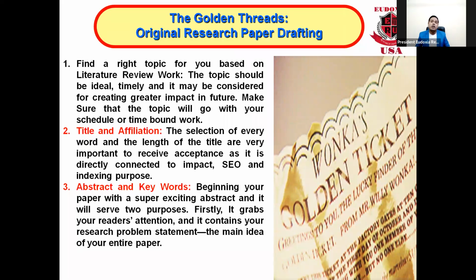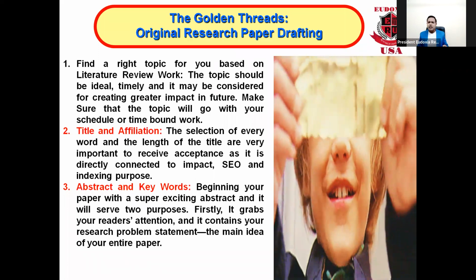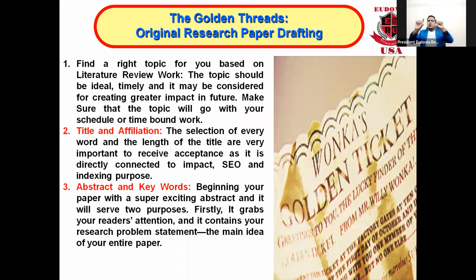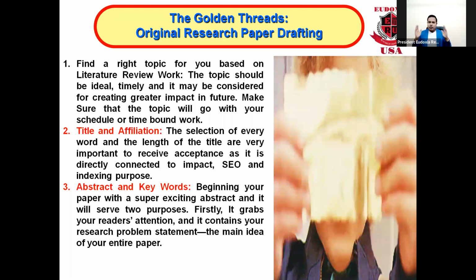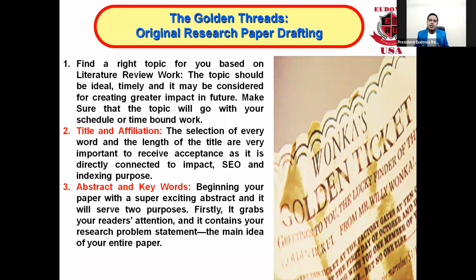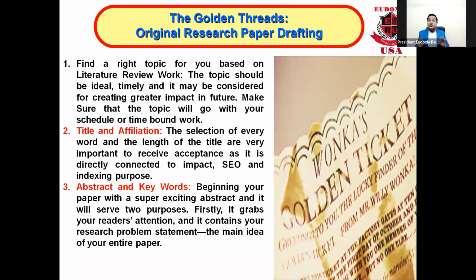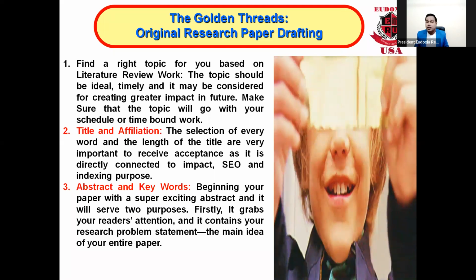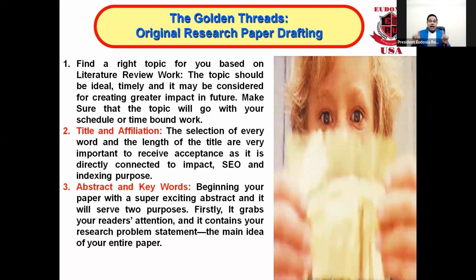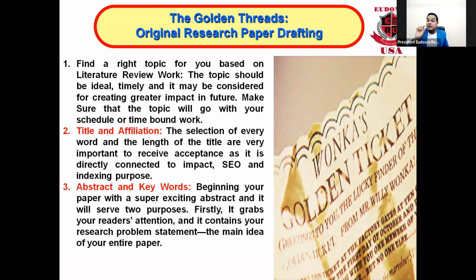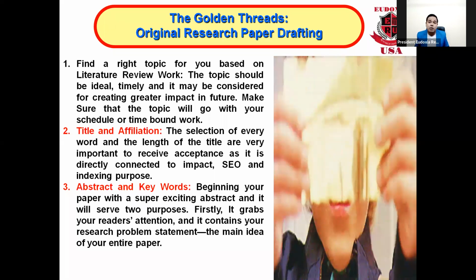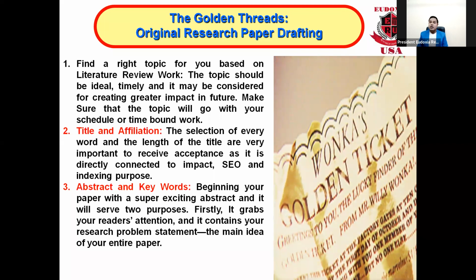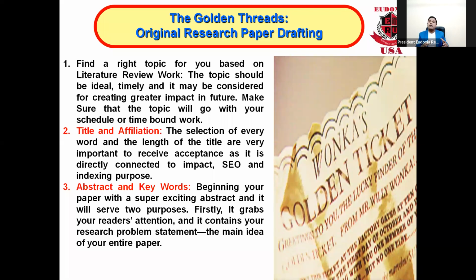I am sharing here the golden tricks. Sometimes we have some golden traits in our hand, and they give us the way to make an entry into top publications. So find the right topic for you based on literature review work. The topic should be ideal, timely, and considered for creating greater impact. You need to understand the future. Make sure that the topic fits your schedule or time-bound work. So you have to select the right topic from the literature review.